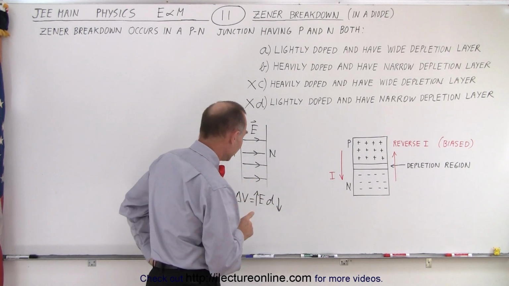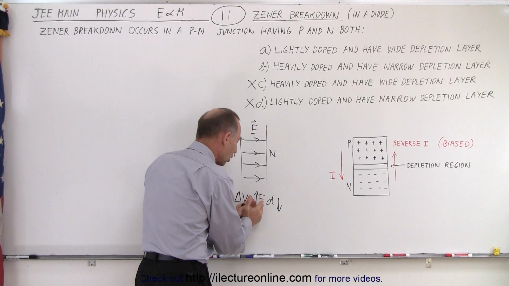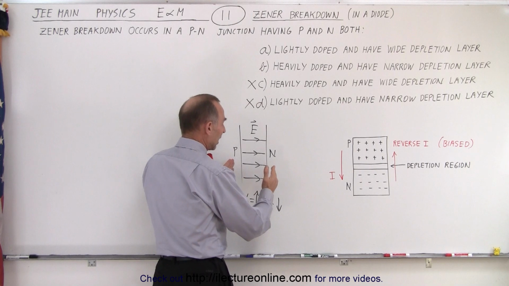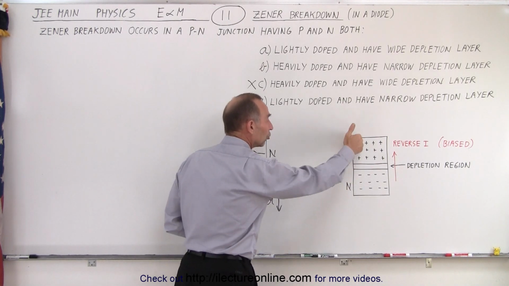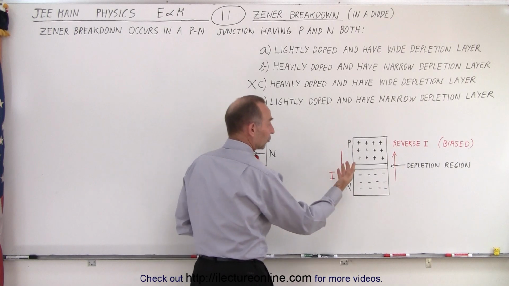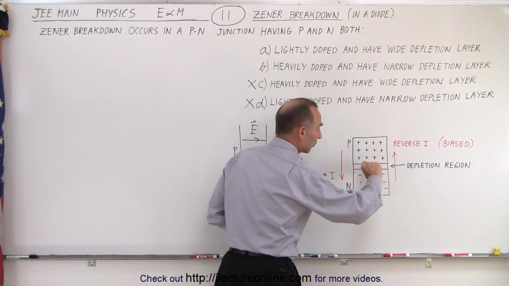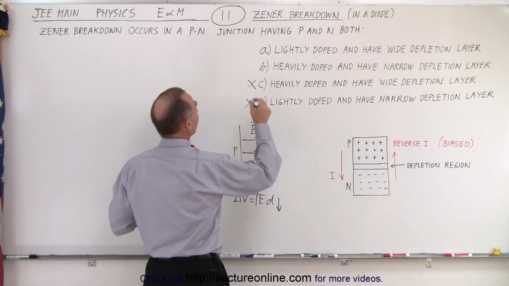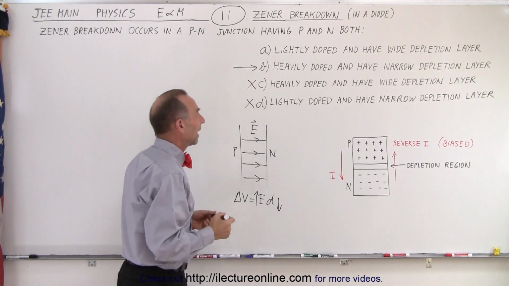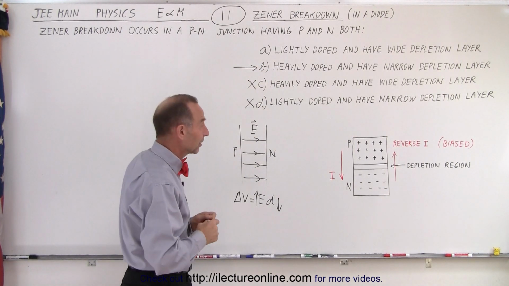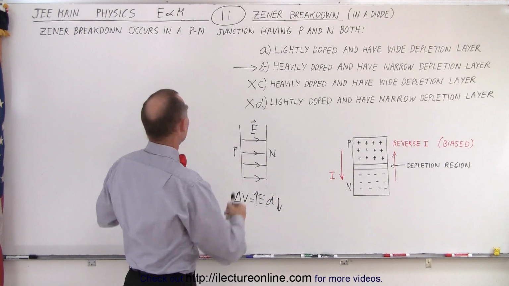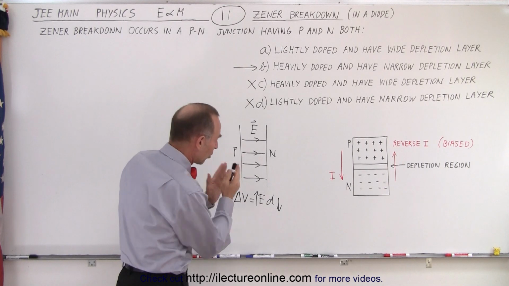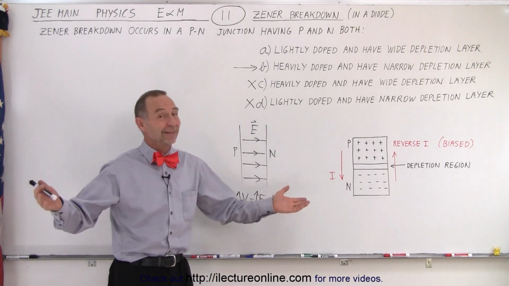What that means is you need to overcome this strong electric field to force current in the opposite direction. That will happen when you have a narrow depletion layer, when there's a large doping on both sides, because the larger the doping, the stronger the electric field, the narrower the depletion layer, the harder it is to push current in the opposite direction. Because of that, you say this is the correct answer: heavily doped and have a narrow depletion layer. That is the result of Zener breakdown, and that occurs when you have a narrow depletion layer and a strong electric field across the layer. And that is the answer.